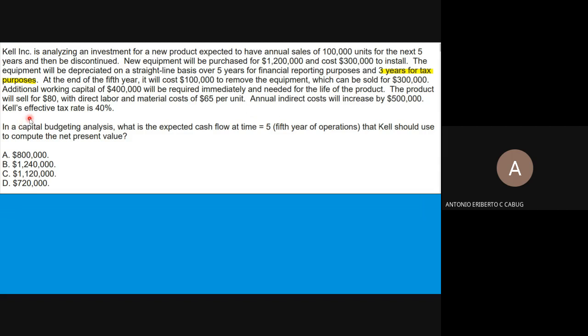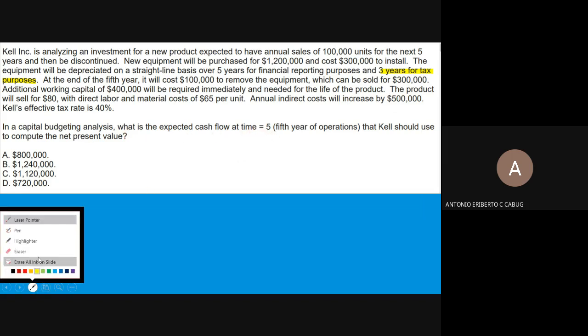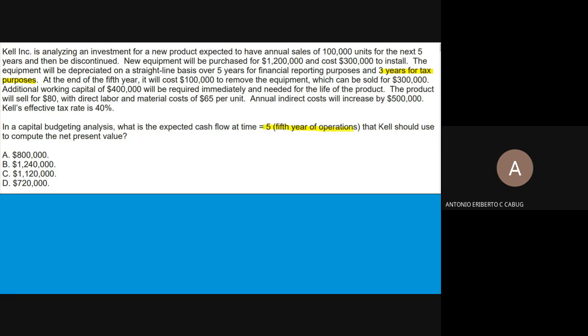The product will sell for $80 with direct labor and material cost of $65 per unit. Annual indirect cost will increase by $500,000. Kel's effective tax rate, 40%. In a capital budgeting analysis, what is the expected cash flow at time zero? This is the last year of operations, no? The 5th year of operations that Kel should use to compute the net present value. Okay? Let's start with the after-tax cash flows from operations.